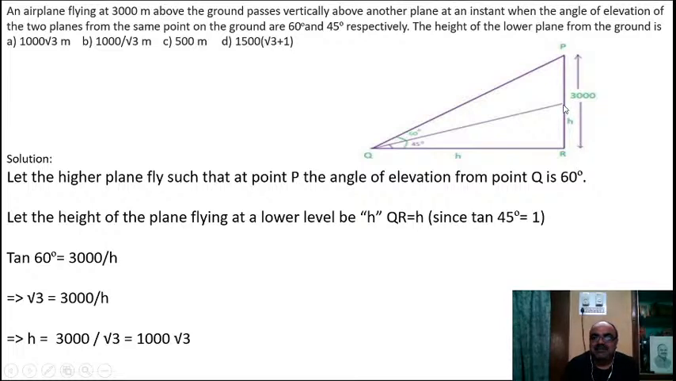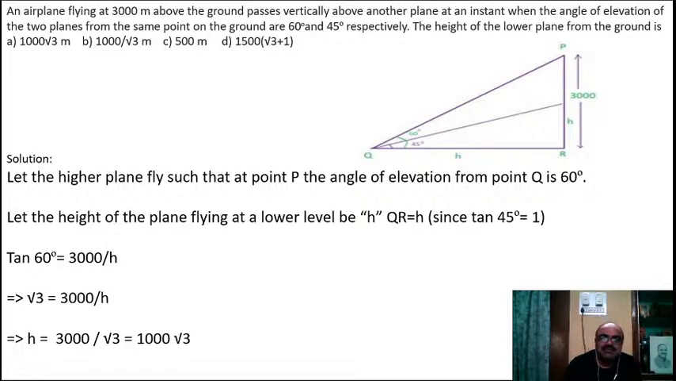This is the point where one flight exists, the other flight is here, P. This is ground, R. Now the total height is 3000 meters for the first flight. We need to find the second flight, how far it is above the ground. We are not finding this height, we are finding this height from ground to top. This is the one confusion many students get into. The second flight's distance from the base is what we are trying to calculate.